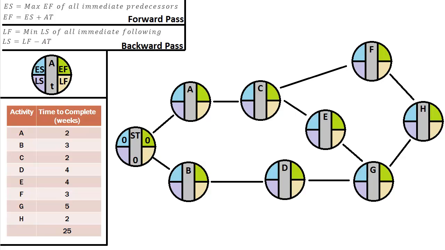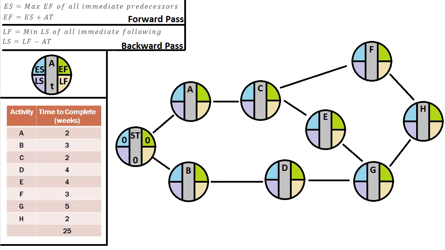Now above the table, I have a model of our new node diagram, and that is very similar to our old nodes, except we've put dividers in it so we can put our early start, our early finish, etc. Now above that, I've gone ahead and pasted in the formulas for each piece of data we want to put in each node. So we have ES equals max EF of all immediate predecessors, etc.